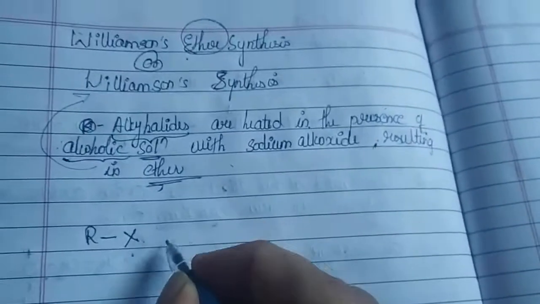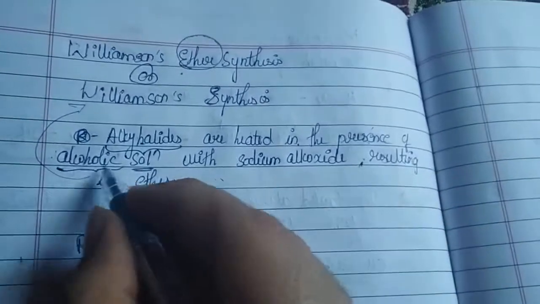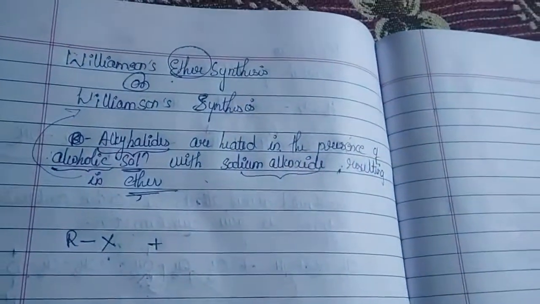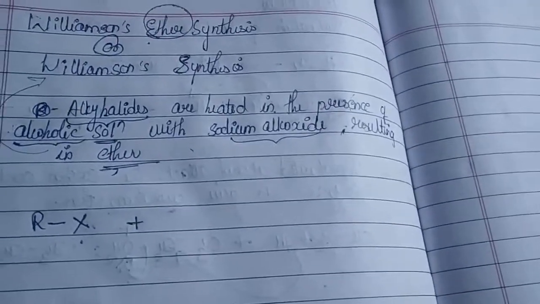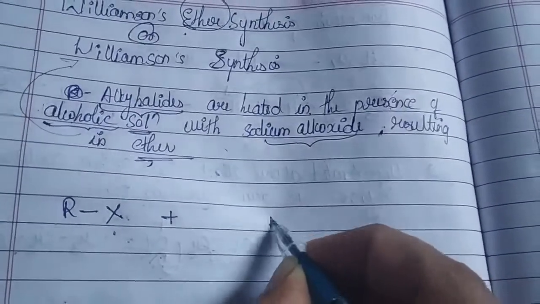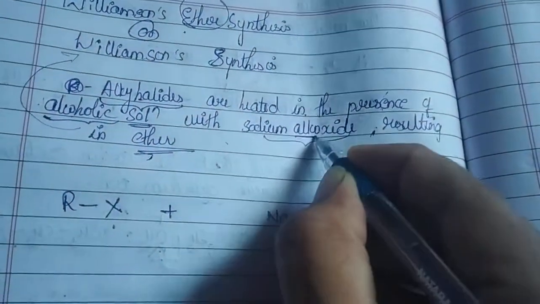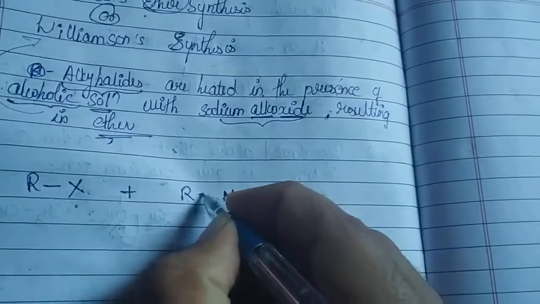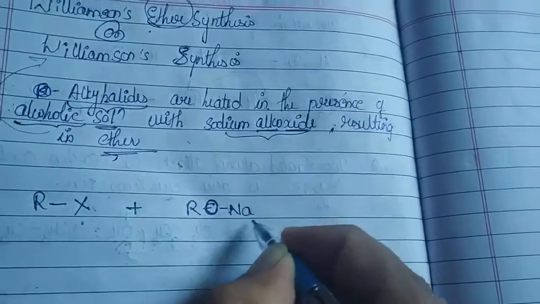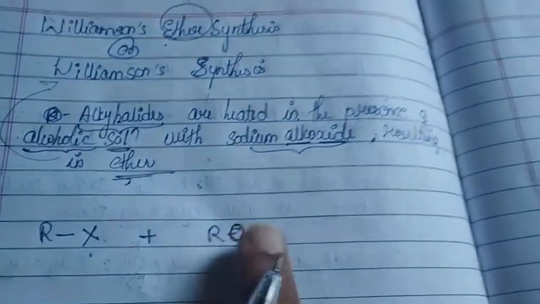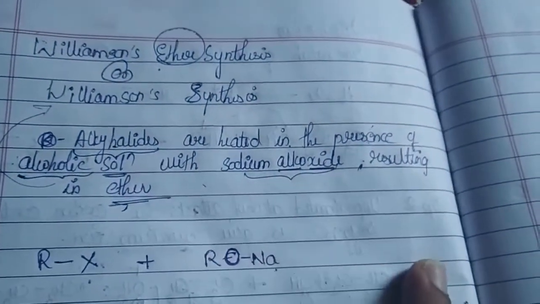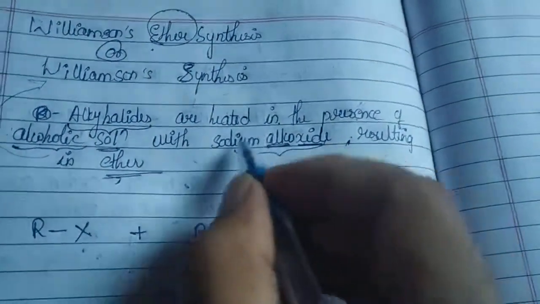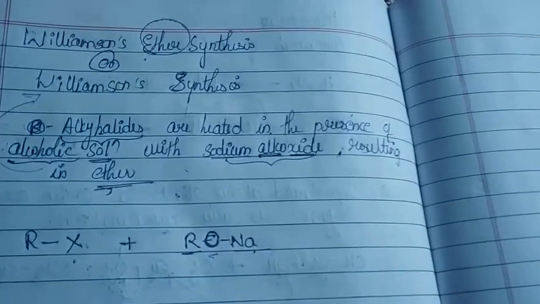Plus, what they have said here, sodium alkoxide, a new word, but today onwards it will not be a new word. You will get familiar with it. Sodium, alk, the alkyl group, and oxide, an oxygen group. So this is called your sodium alkoxide, RONa. Sodium alkoxide.